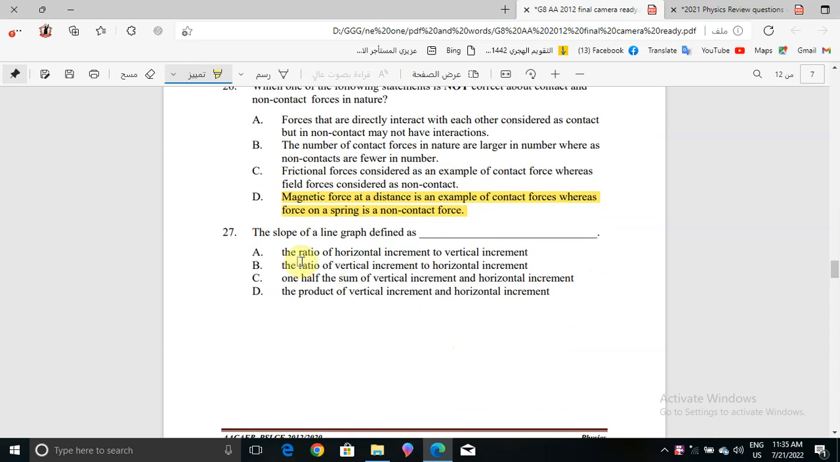Now question number 27, what we have here, the slope of a line graph is defined as what? The ratio of horizontal increment to vertical increment, or the ratio of vertical increment to horizontal increment? Yes, this one is the correct one. The ratio of vertical increment to horizontal increment.